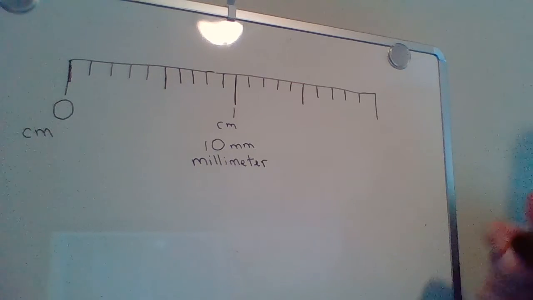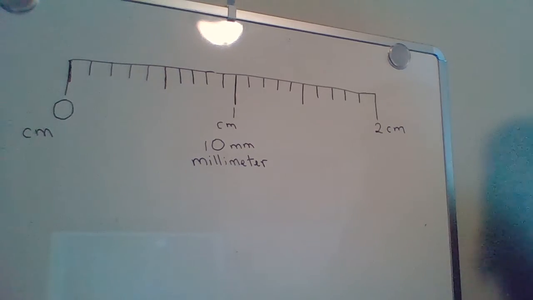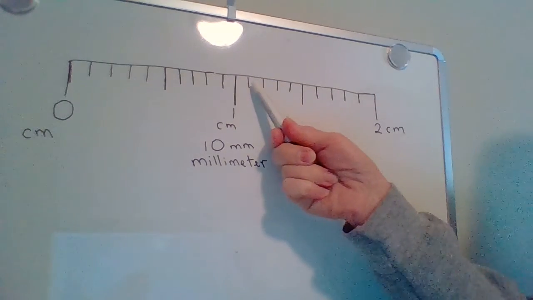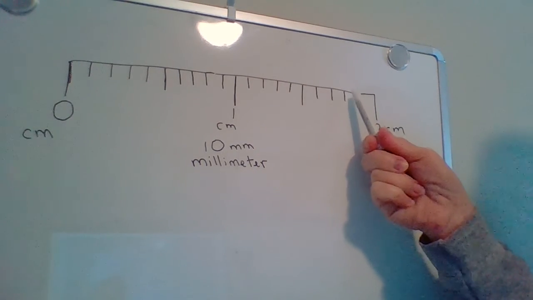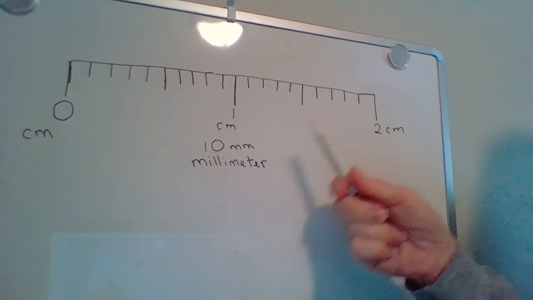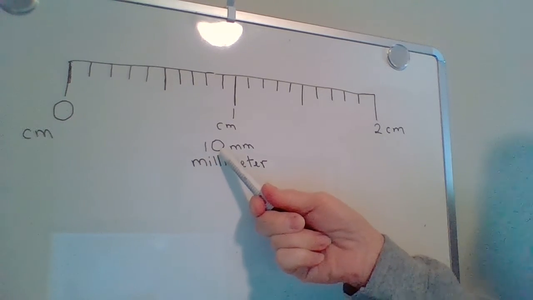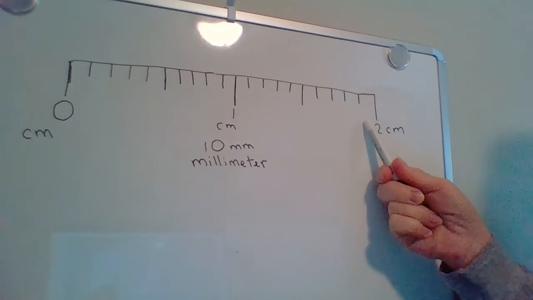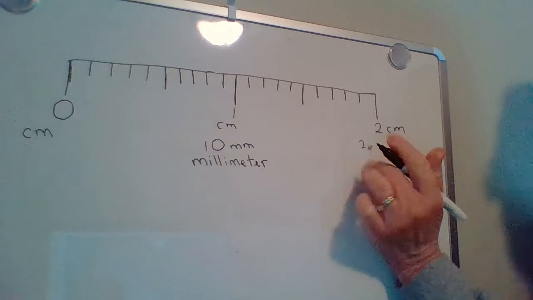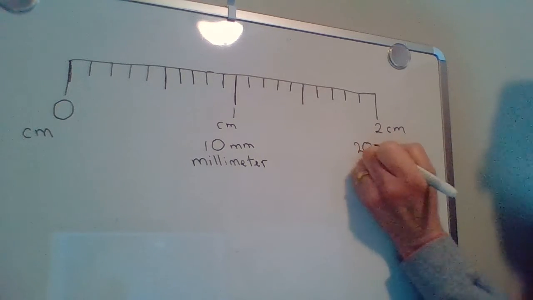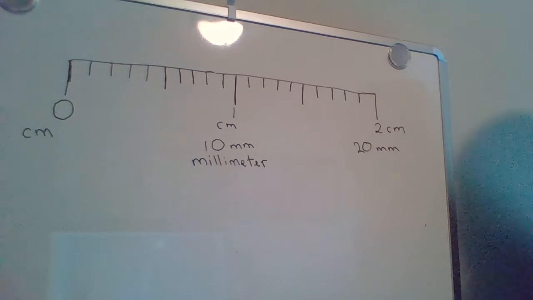Let's see if we can go over here, and this will be 2 centimeters. All right, so again, 1, 2, 3, 4, 5, 6, 7, 8, 9, 10. Okay, so if it took 10 to get to 1 centimeter, we're going to add 10 more to that, and that should give us 20. Oops, write that bigger. 20 mm. Remember, mm stands for millimeters.